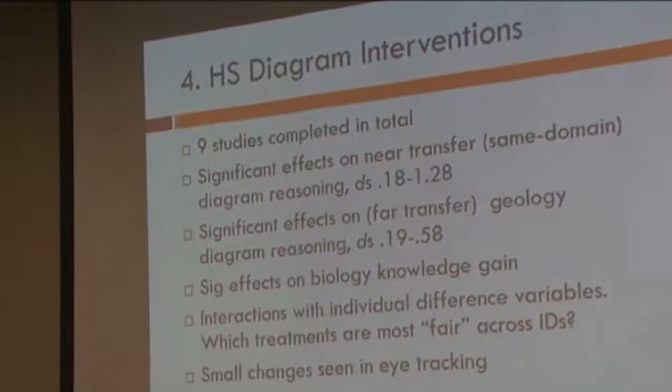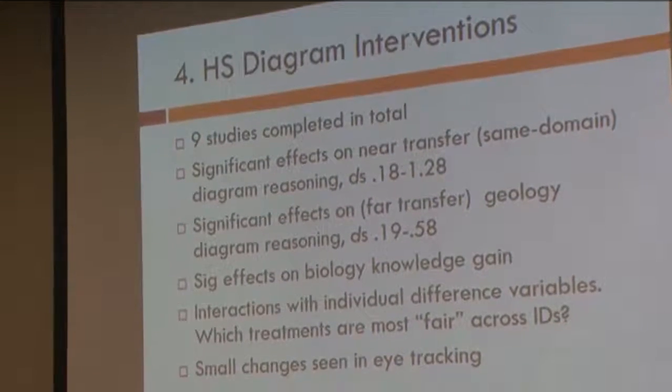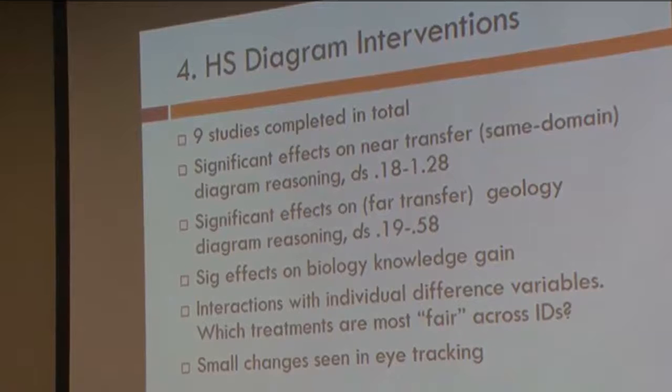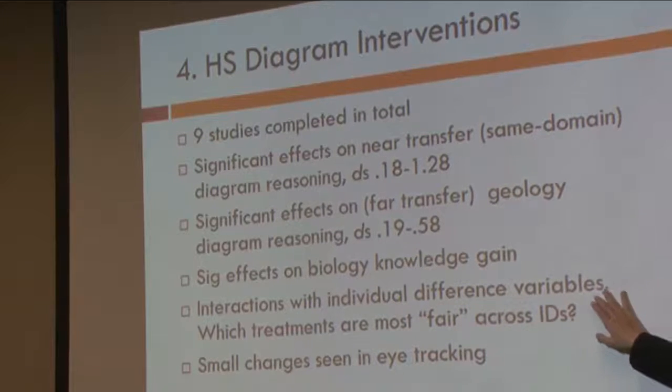So basically we did 9 studies. One of them was in high school chemistry. And we find basically significant effects on near transfer, meaning if we're teaching in biology, we see some effects on biology, but not the instructed diagrams, and some of those effect sizes are large. We see some far transfer effects with geology, again, depending on the study. We see significant effects on biology knowledge gain, but we also see these problematical interactions with some individual differences in the kids.